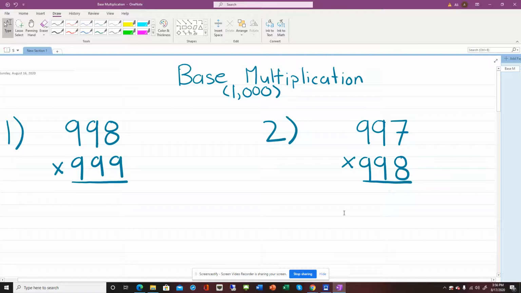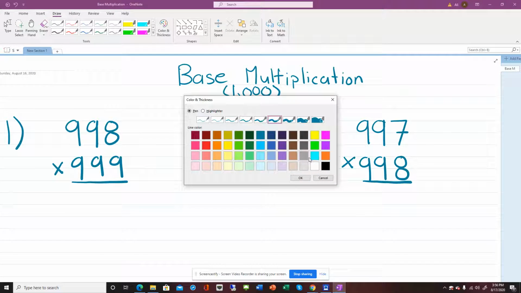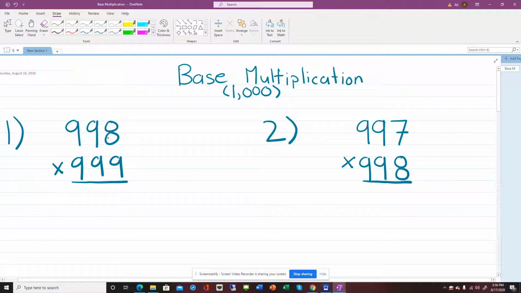Everybody. This video is going to be on base multiplication, and our working base is going to be 1,000. So let's get started on the examples. Let me get a different color so my work is more visible. Our working base is 1,000. It's a good idea to get in the habit of writing it.